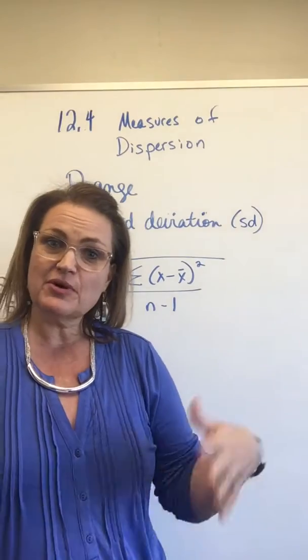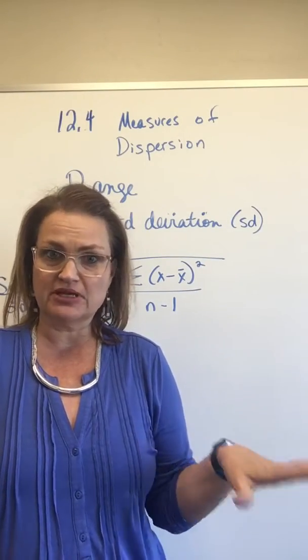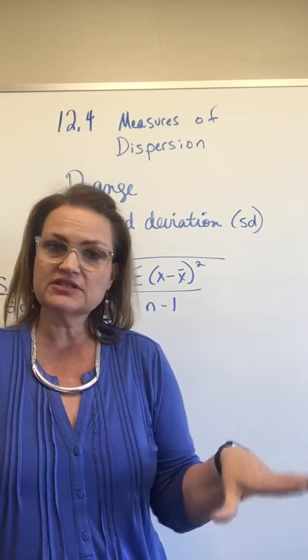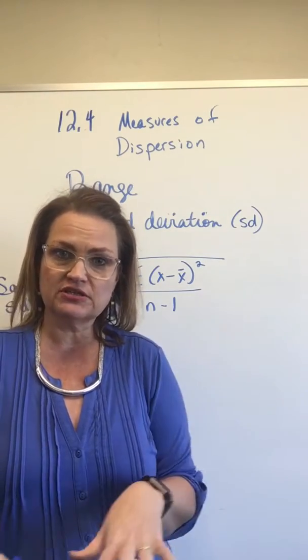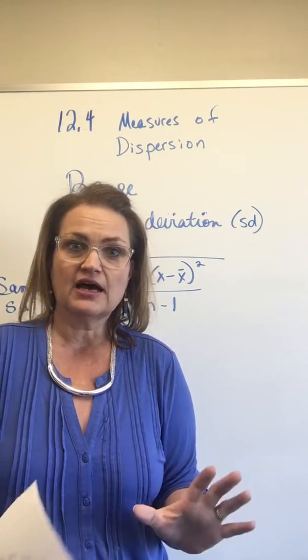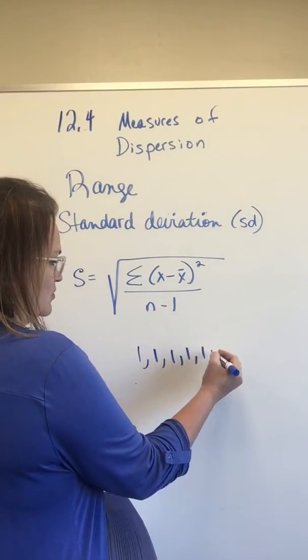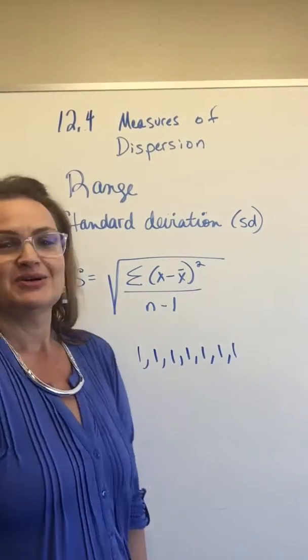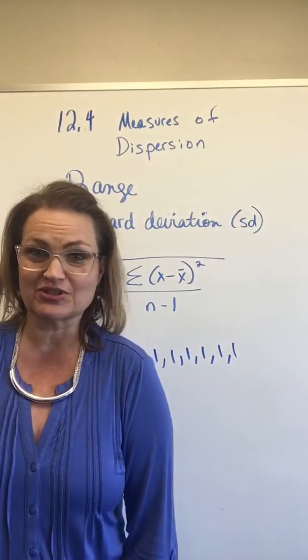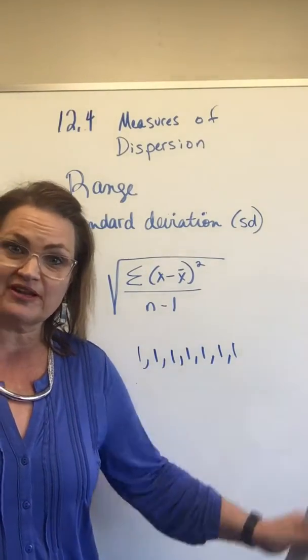So a little different than what we talked about in the last section. The last section, remember, was averages, measures of central tendency. So this talks about measures of how much the data is dispersed, or the spread of the data. If I wrote the numbers 1, 1, 1, 1, 1, 1, we would say it's not very dispersed, right? There's no variation in the data. There's no spread of the data.